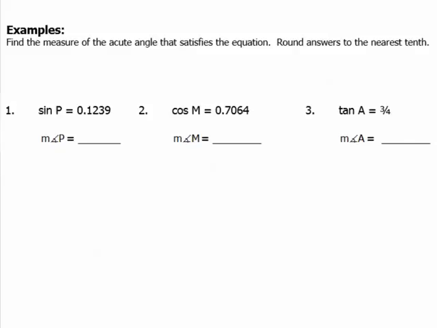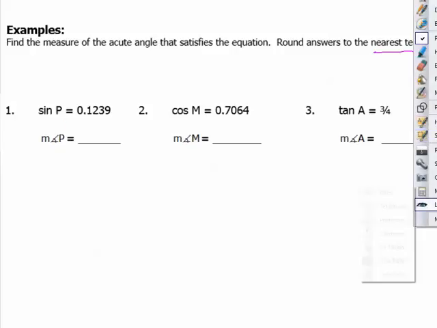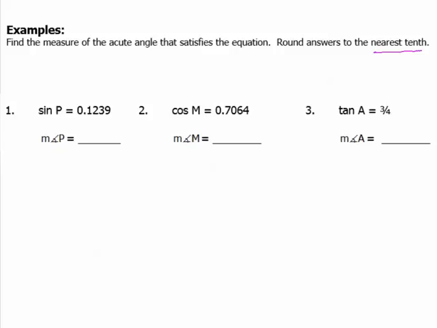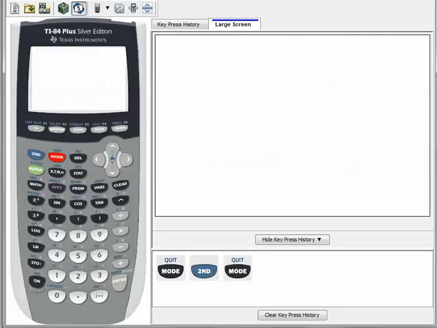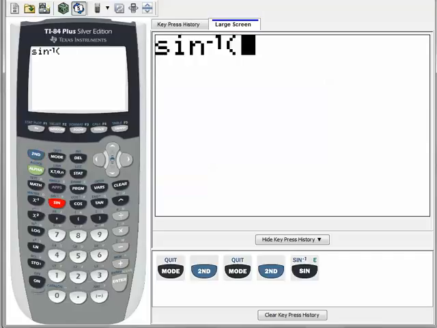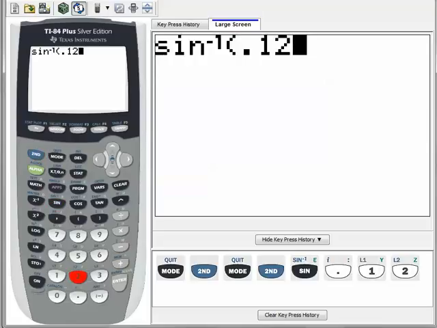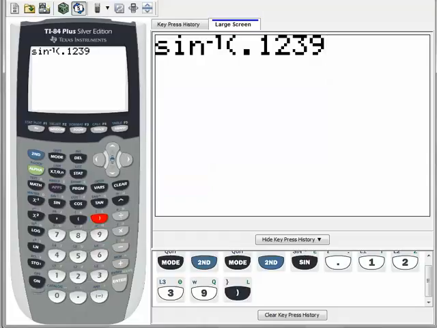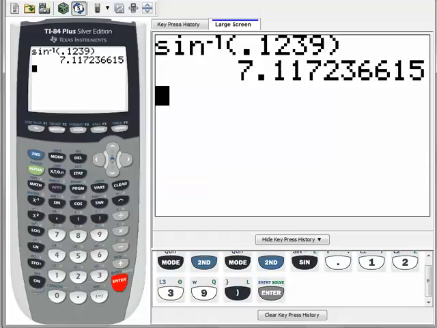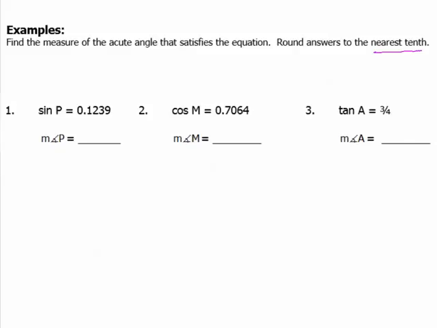So here are some example problems. Notice I'm rounding to the nearest tenth, which is 1 decimal place. This says sine of P is 0.1239. So if I go to my calculator, I want to get out of mode, and like I said, we're going to hit the second key, and then I'm going to hit sine 0.1239. I'm going to close my parentheses and hit enter, and I get 7.1 degrees.